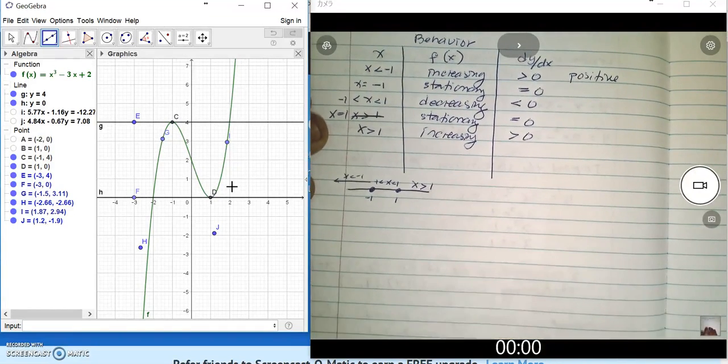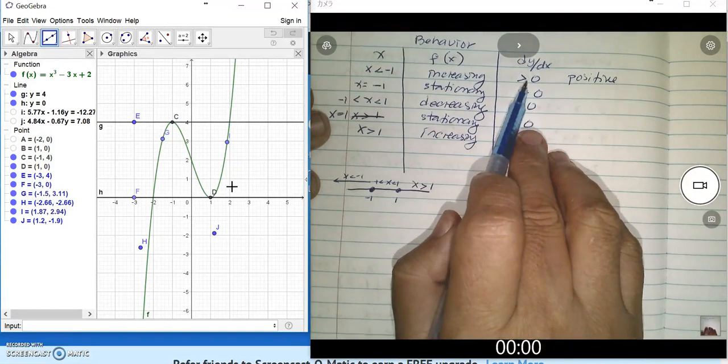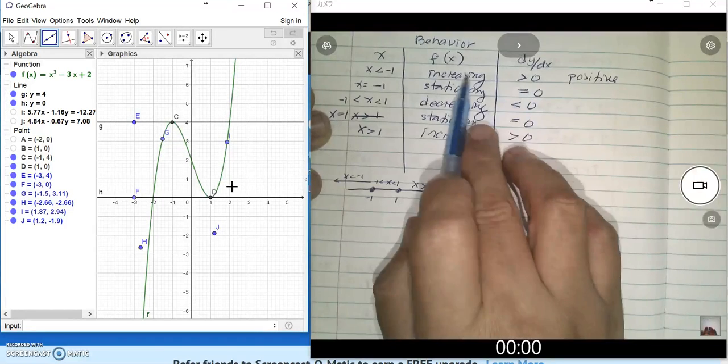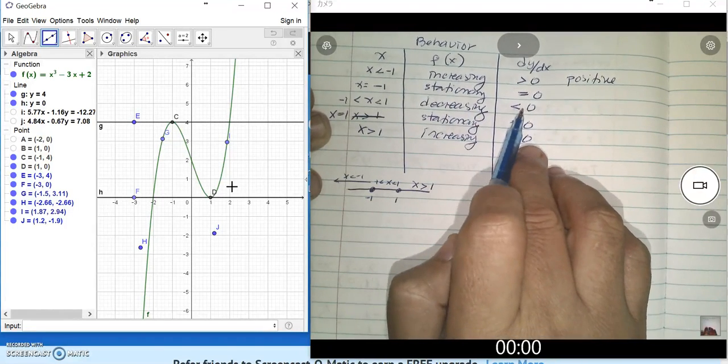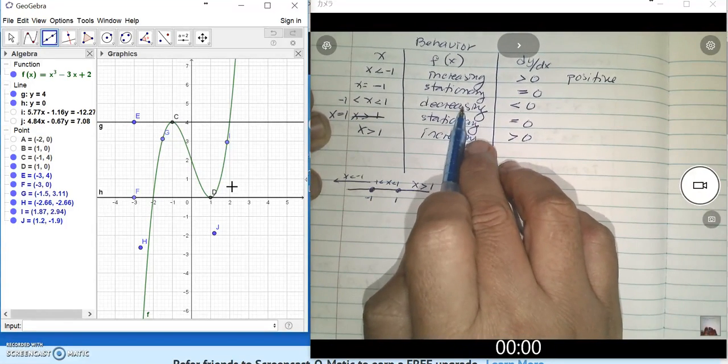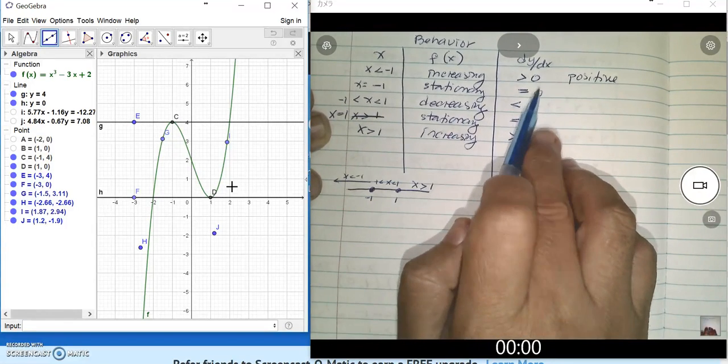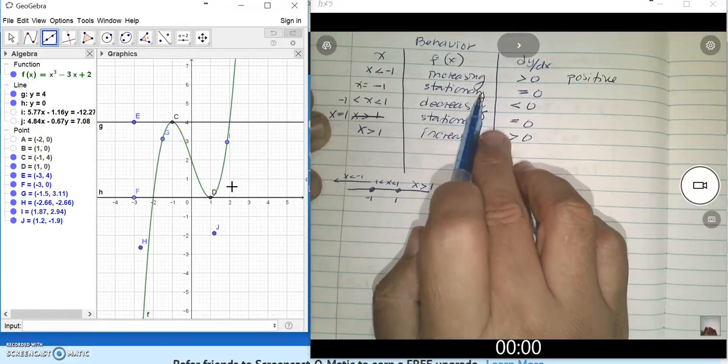In short, if the dy dx is positive, then the function is increasing. If the dy dx is negative, then the function is decreasing. If the dy dx equals 0, then it is stationary at that point.